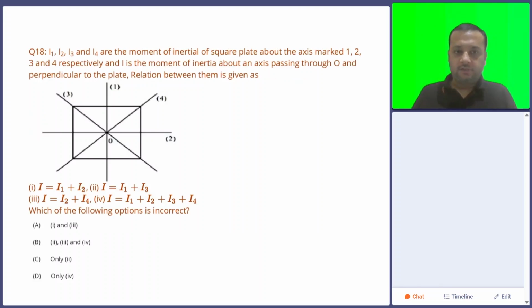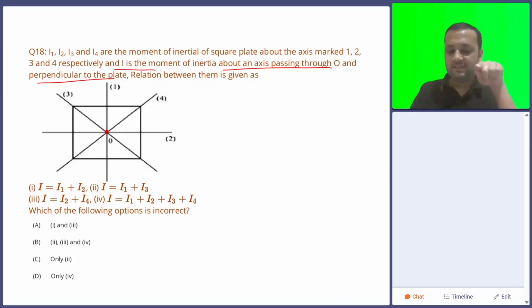Now let us see question number 18 here. We have a square plate where the moments of inertia about given axes are I1, I2, I3, I4, and we have to comment. And what is I here? I is the moment of inertia about an axis which is passing through point O and perpendicular to the plate. That means I is the moment of inertia about this axis.